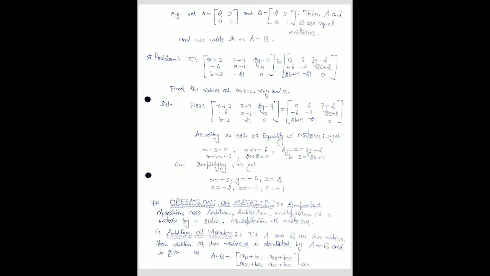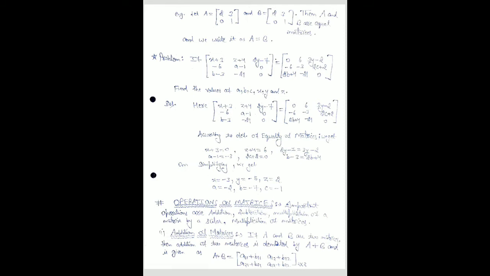For example, let matrix A have elements 2, 3, 0, 1, and matrix B have the same elements 2, 3, 0, 1. Then A and B are equal matrices and we write it as A equal to B.